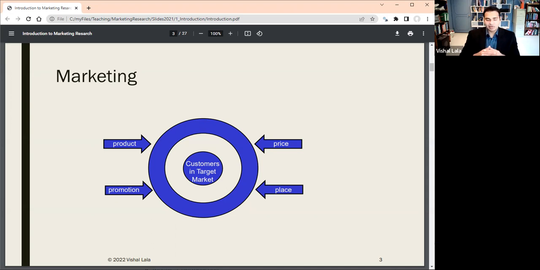Marketers are able to do this by designing the right marketing mix, aimed at the correct customers called the target market. The marketing mix comprises product, price, place, and promotion. And the target market includes customers most predisposed to the offering of the company.